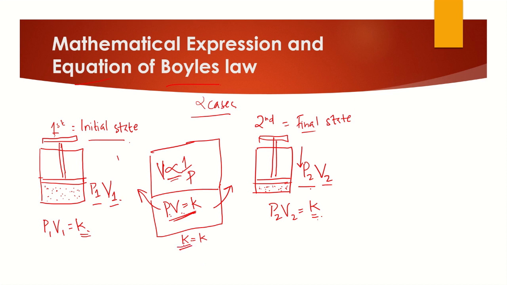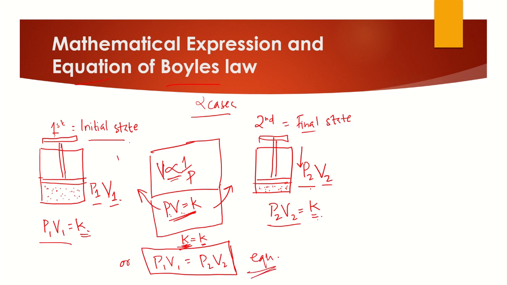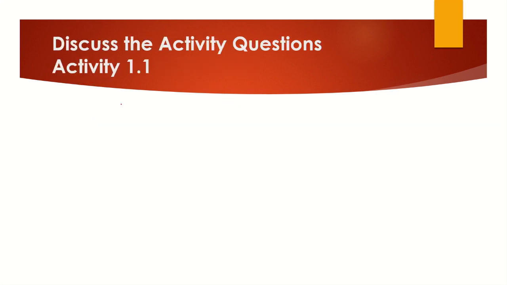So we can replace this K value with P1 V1 and this other K value with P2 V2. So we can also write it as P1 V1 is equal to P2 V2. So this is our Boyle's law equation. So Boyle's law equation, we have P1 V1 is equal to P2 V2. Now let us discuss the questions.